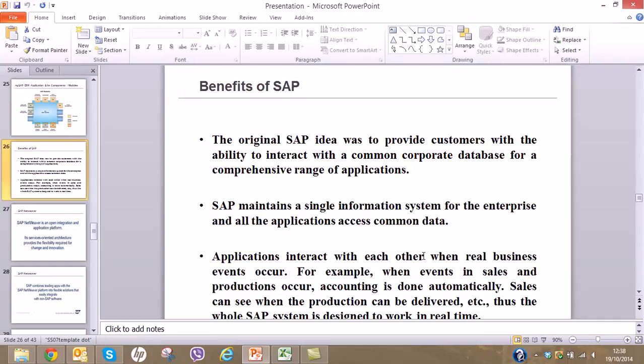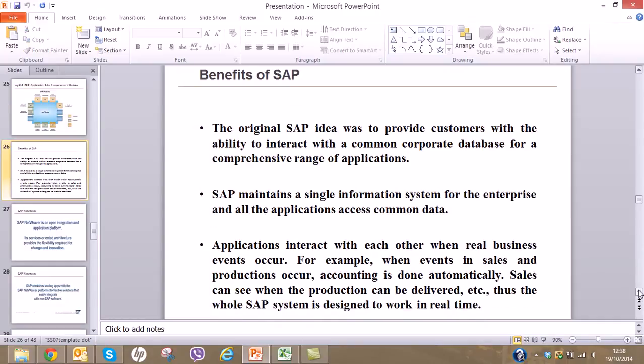Sales can see when the products can be delivered. Thus, the whole SAP system is designed to work in real time. Real time means this software works through the internet. You don't have to install it through a CD. It's a server-based approach, and all the companies use the same server and the same database, and all the companies access the SAP system through an internet connection. If the server is down, it will be down for all the companies all around the world.